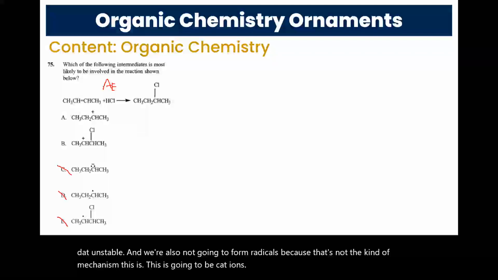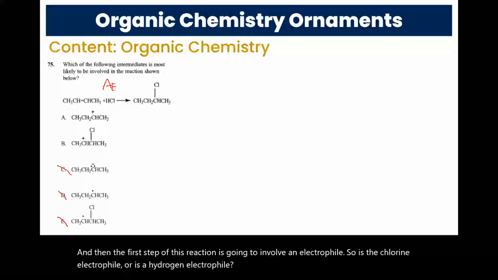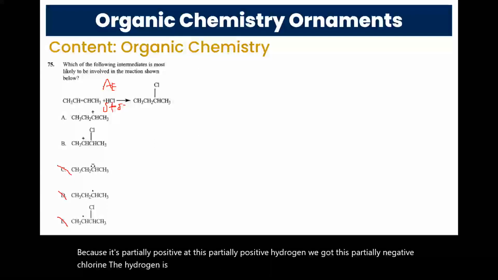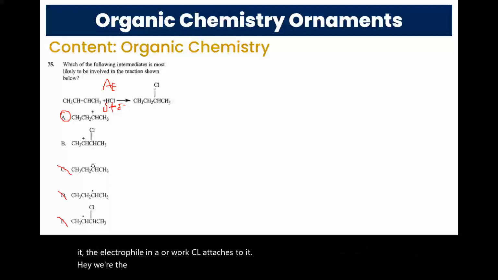And then the first step of this reaction is going to involve an electrophile. So is the chlorine an electrophile or is the hydrogen an electrophile? Hydrogen, because it's partially positive. We've got this partially positive hydrogen and this partially negative chlorine. The hydrogen is my electrophile. So what's our correct answer? Where H attaches to it, the electrophile in A, or where Cl attaches to it? Yeah, A, where the hydrogen attaches, not the chlorine. The chlorine comes in the second step of electrophilic addition.